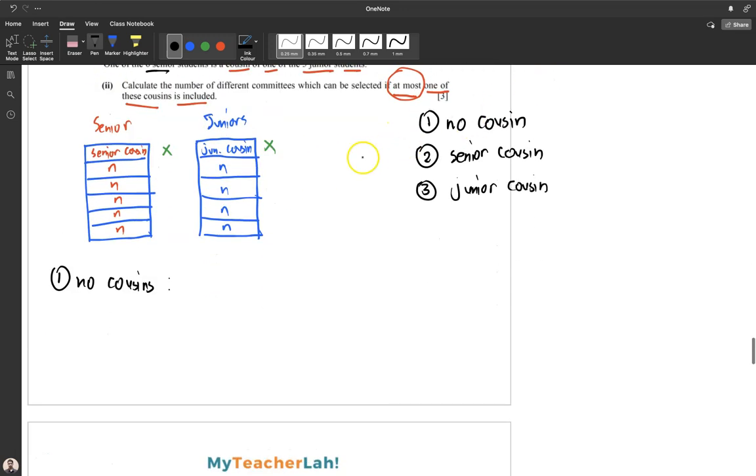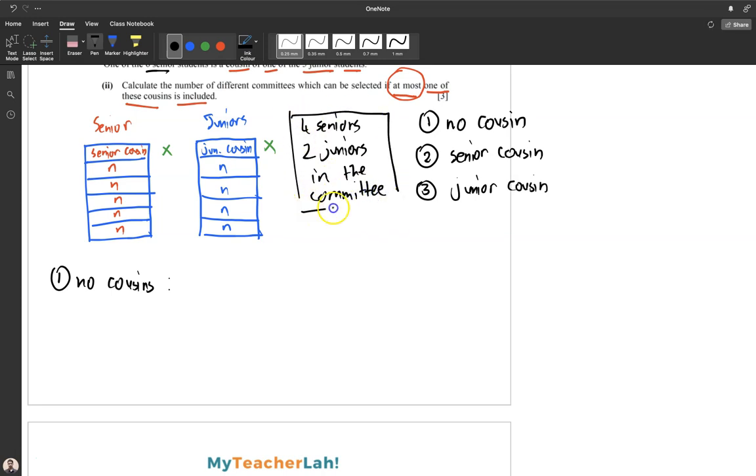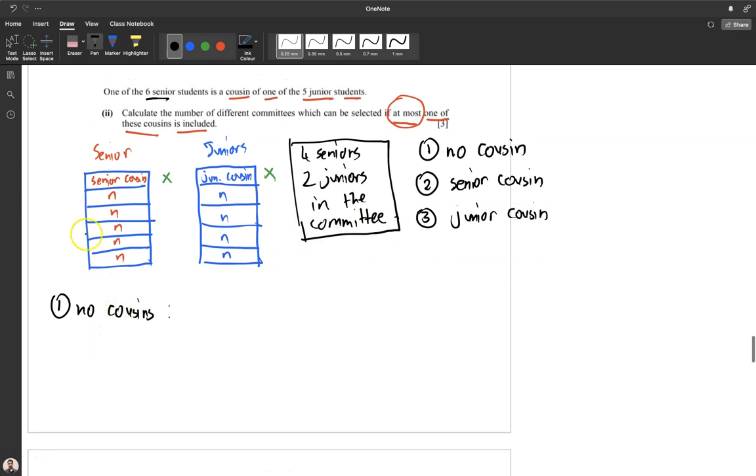Let me write that down somewhere here. You must have 4 seniors and 2 juniors in the committee. This is a must. Don't forget this. I almost forgot about this. Alright, so we have all the puzzle pieces. So let's do the calculation.